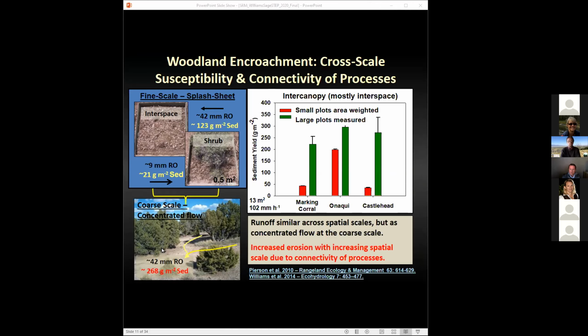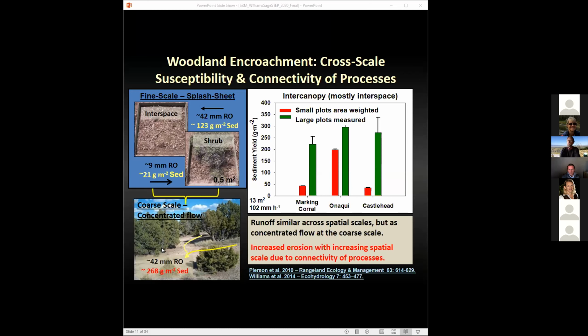So how did we do this? We took runoff and sediment yield measured on interspace and shrub small plots, and we area weighted those to the large plot scale based on the respective microsite areas. The area weighted estimates were then compared with measured large plot intercanopy runoff and sediment yield. And what we found is that runoff was pretty similar across spatial scales, but it occurred in a different way. At the large spatial scale, runoff was occurring more in terms of concentrated flow rather than rain splash and sheet flow.